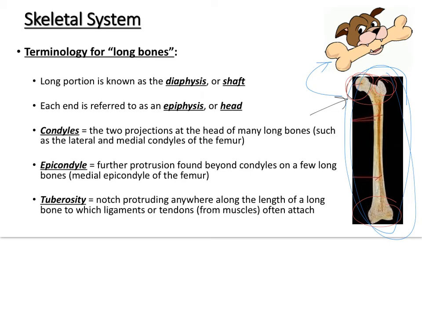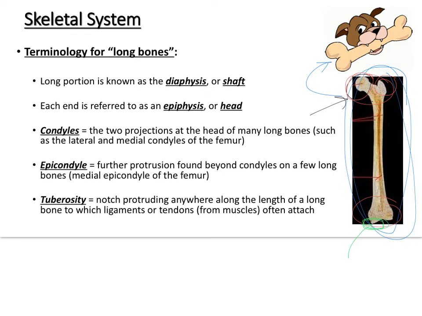If there is an even further projection, we call that an epicondyle. Now, not every part of every bone has an epicondyle. If you look at this femur, you'll notice here at this end there's this pointy part that sticks out a little bit more. That's the medial epicondyle of the femur. Again, not all bones are going to have epicondyles.